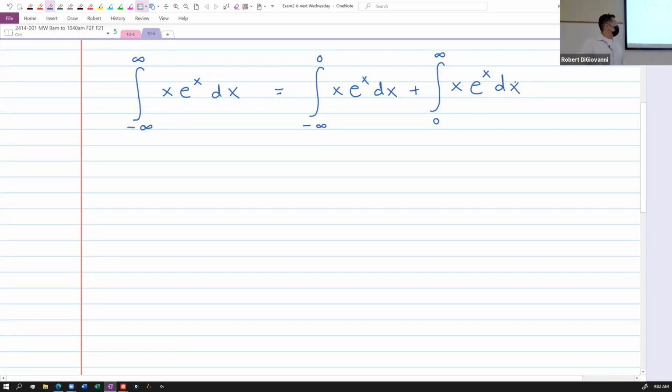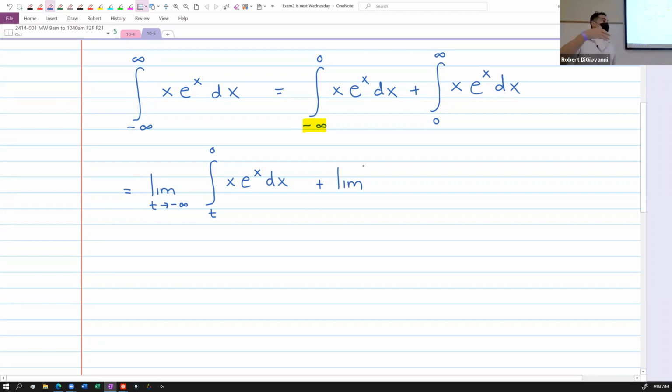Now, both of those are going to have to be done with limits, right? That's the way we do these. So I'm going to have two separate limits. Watch the way I write this. For the first one, I'm going to let the limit go as t goes to negative infinity, replacing this negative infinity with a t. So it's going to go from t to 0 of x e to the x dx. That's my first one.